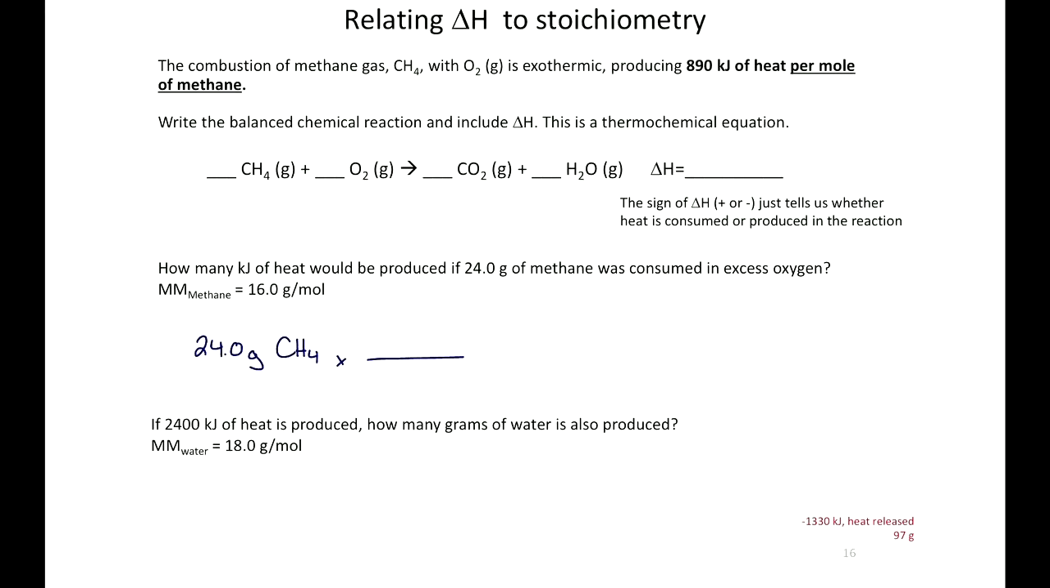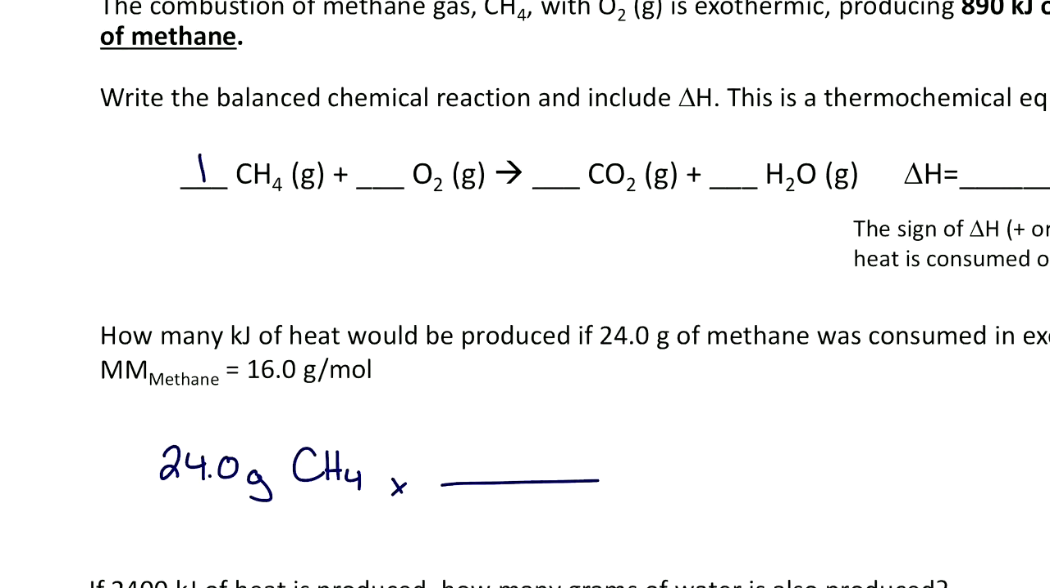So let's balance a thermochemical equation. I'm telling you that the combustion of methane, CH4, with oxygen is exothermic, and it produces that much heat per mole of methane. Let's write the balanced chemical equation. This is our combustion of methane, so we can fairly easily balance the carbon, hydrogen, oxygen part. Looking here, for every mole of methane, I need 1 mole of CO2. How many moles of water do I need? 2. And then how many O2s do I need?